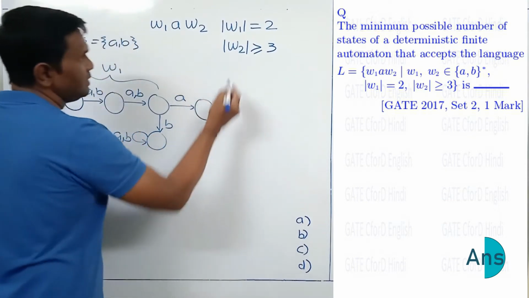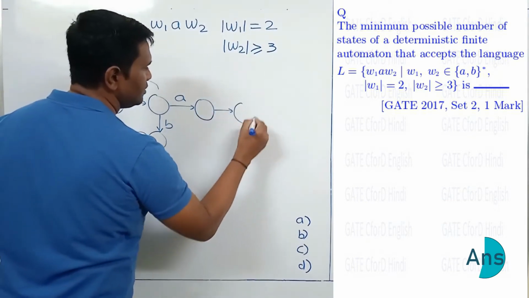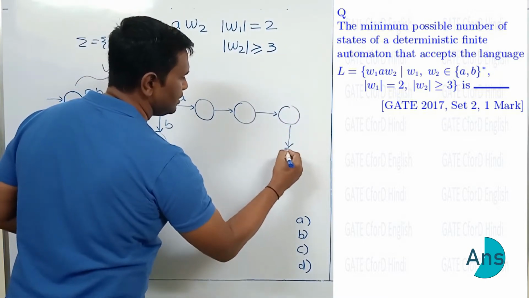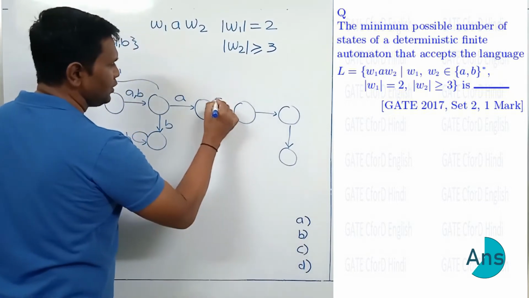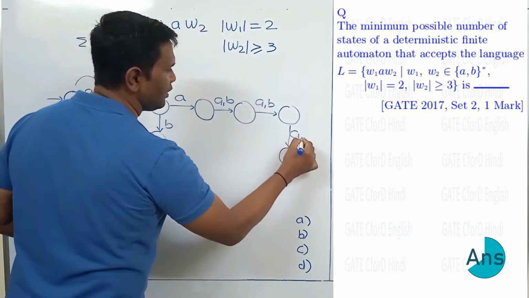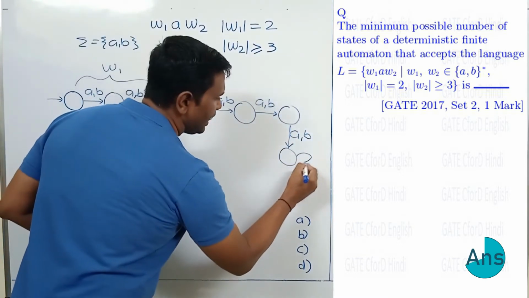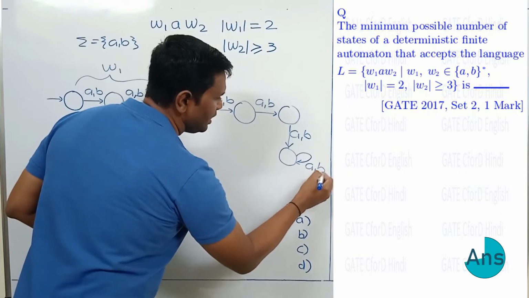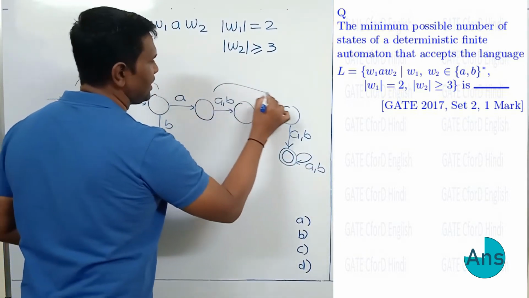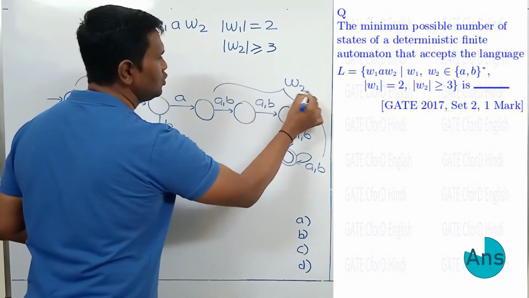And then the condition for W2 is greater than or equal to 3. So 1, 2 and 3. Here we can have A or B, here we can have A or B, here we can have A or B, and the condition is greater than or equal to 3. Here we add a loop. This becomes the final state. So this part including the loop is W2.